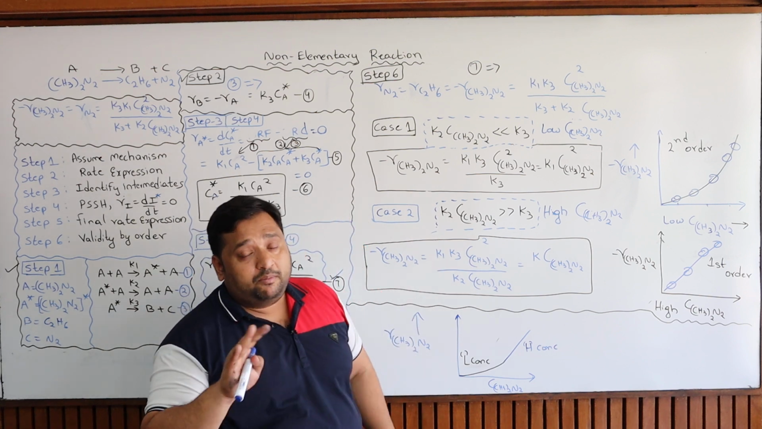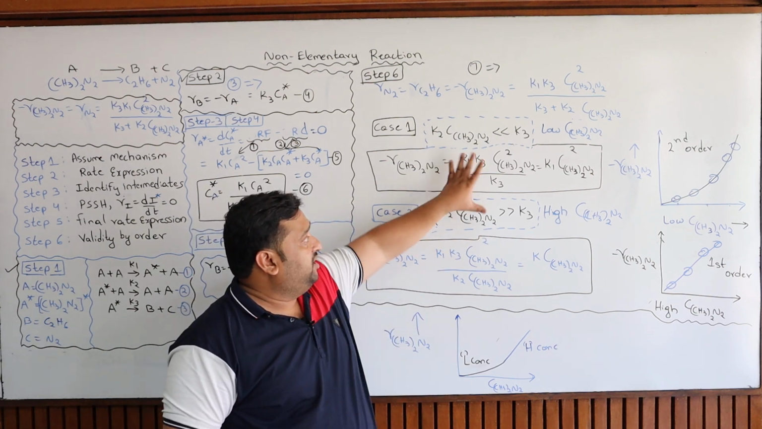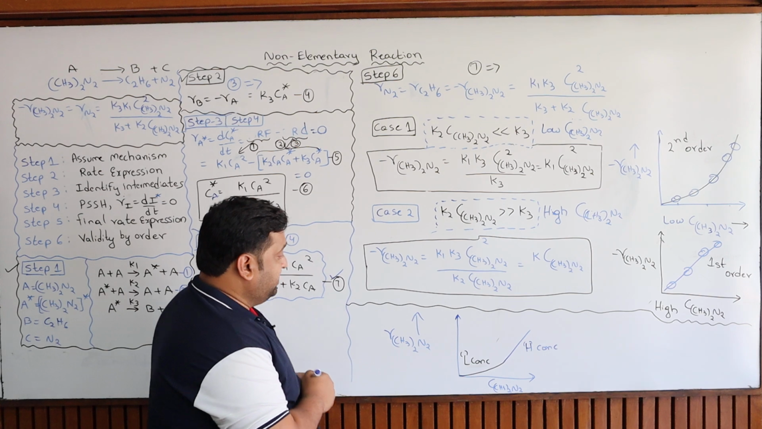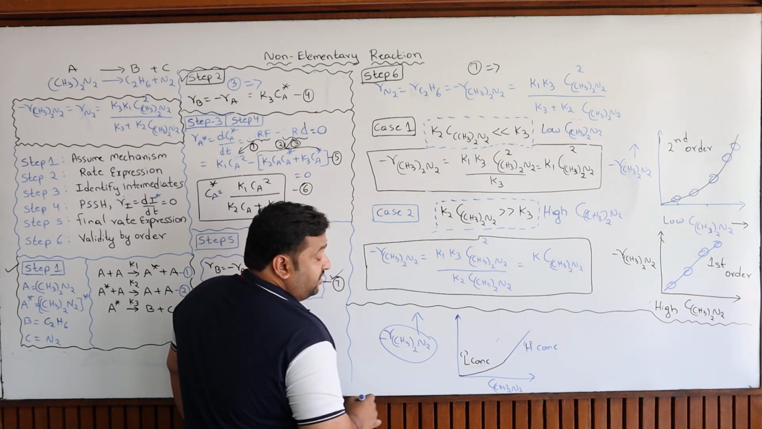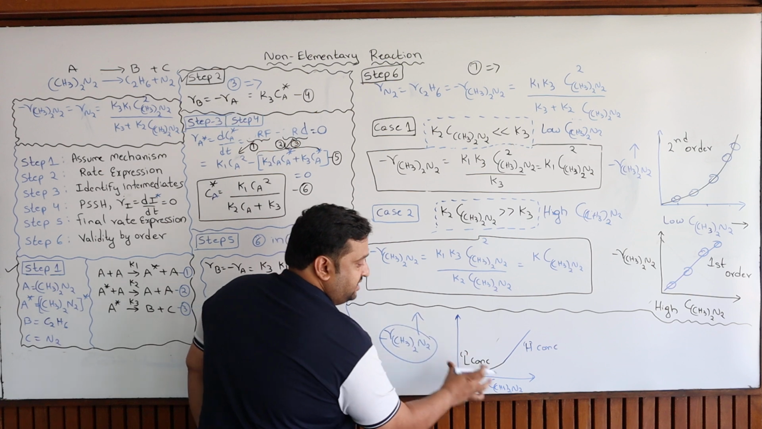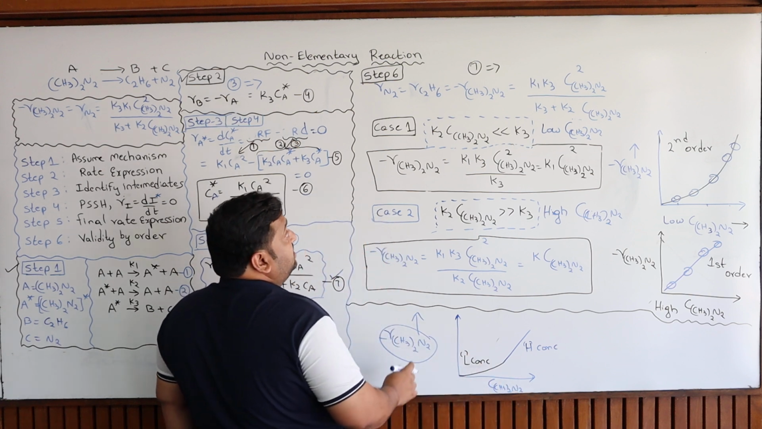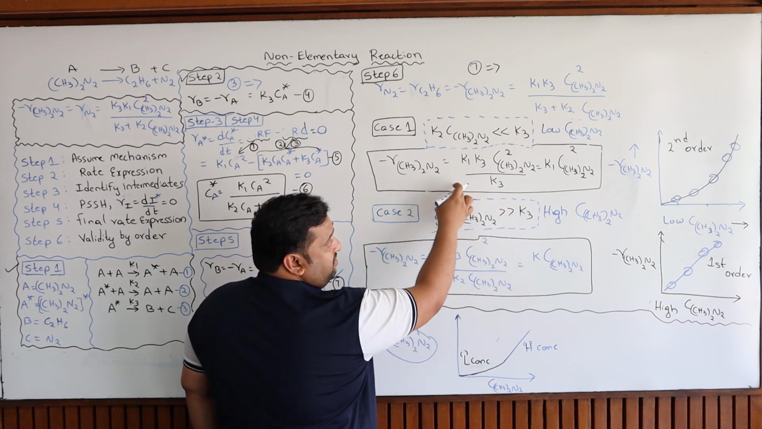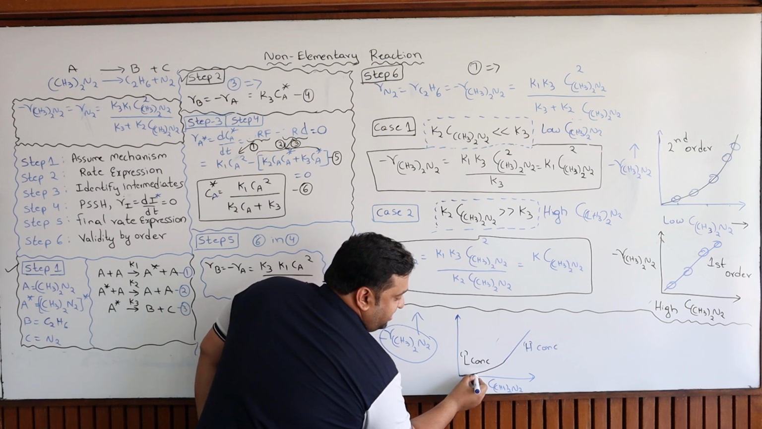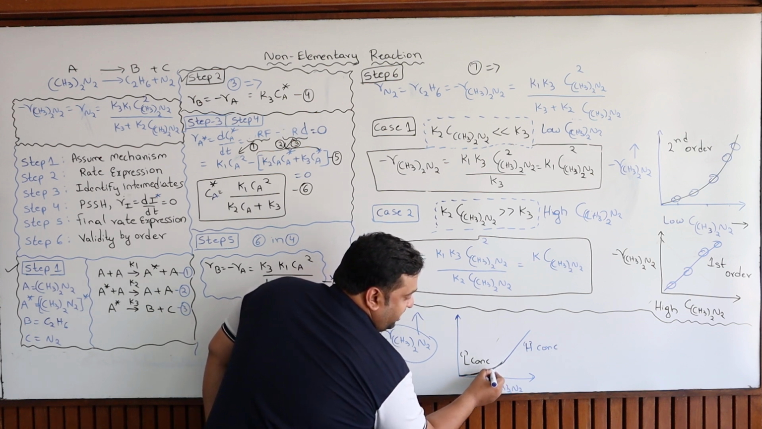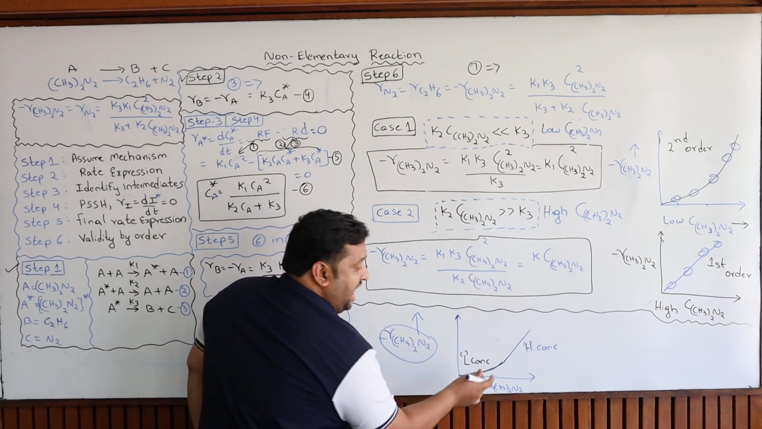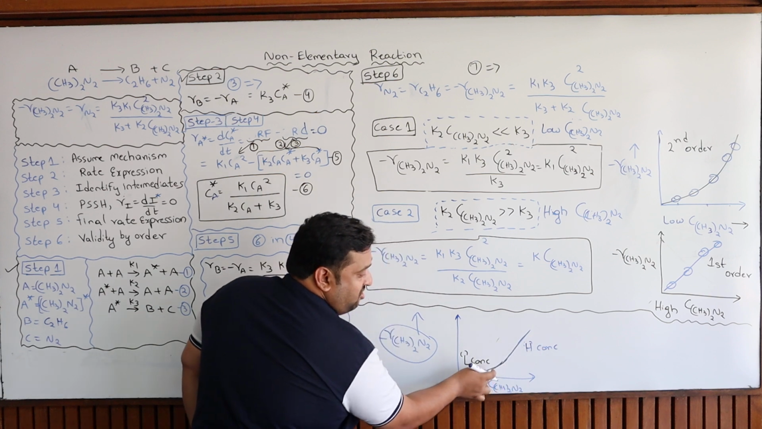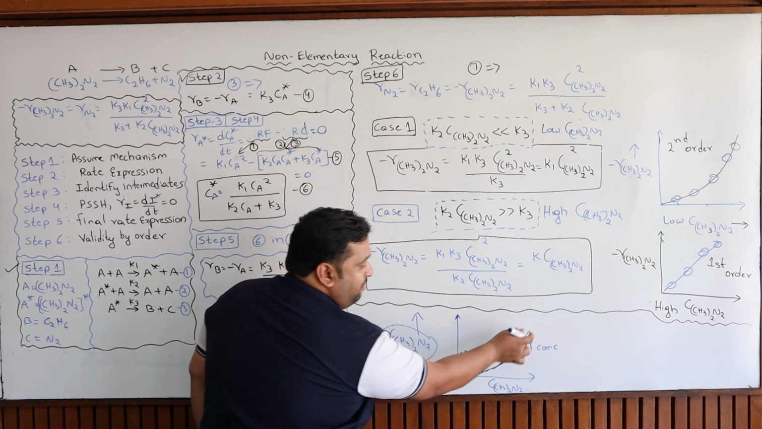And let me tell you one more thing. If I combine the cases, don't worry about case 1 and case 2 individually. If I plot azomethane rate on the y axis and concentration of azomethane on the x axis, what happens? At low concentration, the rate is second order in nature, that is the curve. As the concentration of azomethane increases, the rate becomes linear. Earlier it is non-linear, and at high concentration it becomes linear.